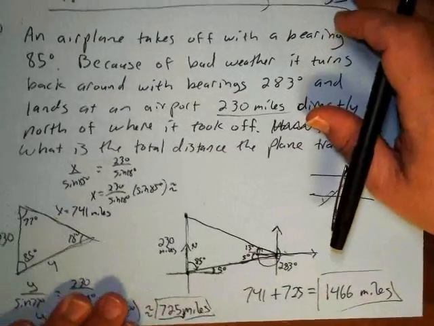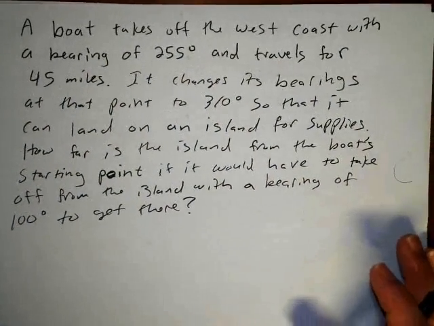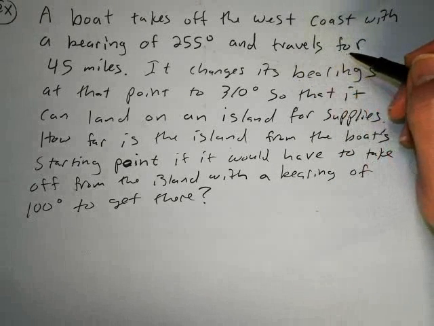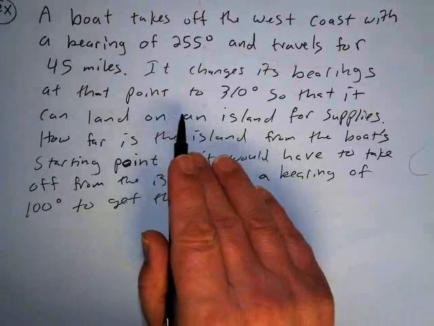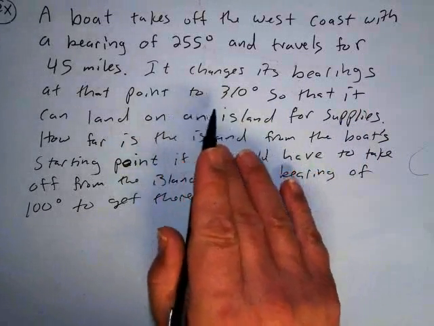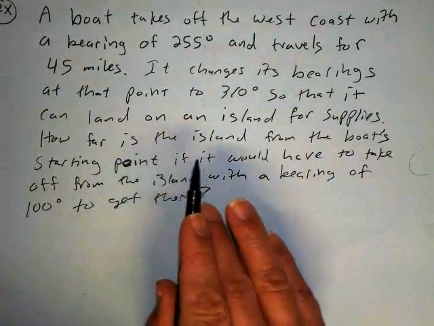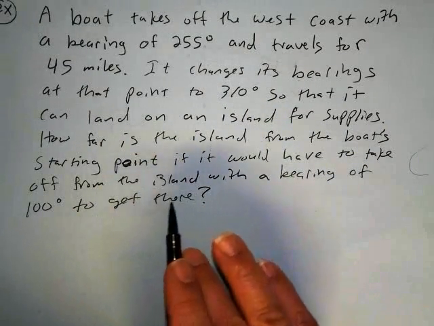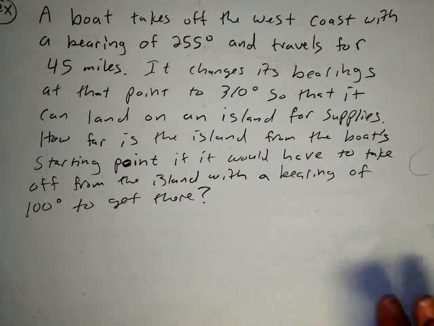I have another one. So let's try one more to just get some practice here. A boat takes off from the west coast with a bearing of 255 degrees and travels for 45 miles. It changes its bearing at that point to 310 degrees so that it can land on an island for supplies. How far is the island from the boat's starting point if it would have to take off from the island with a bearing of 100 degrees to get to that starting point?